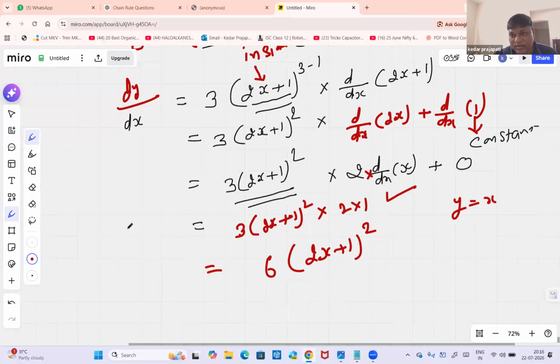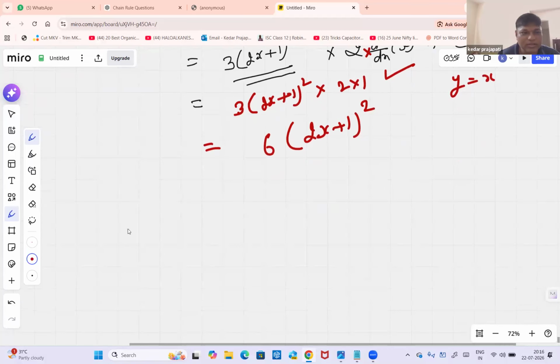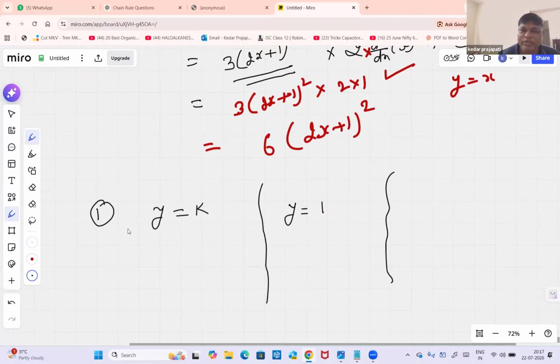Getting clear a little? Okay. We'll solve a lot of questions so that you will get thorough. So right now what did we learn? Suppose y equal to k, or y equal to 1 or y equal to any constant, or y equal to b.